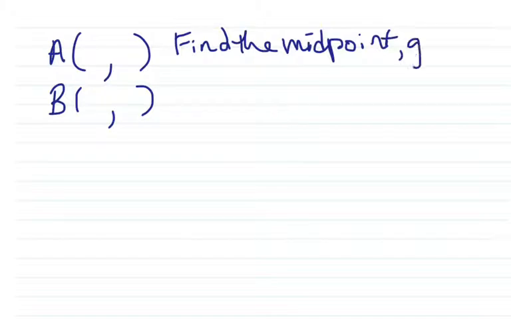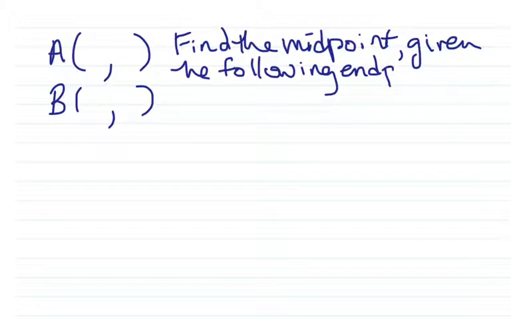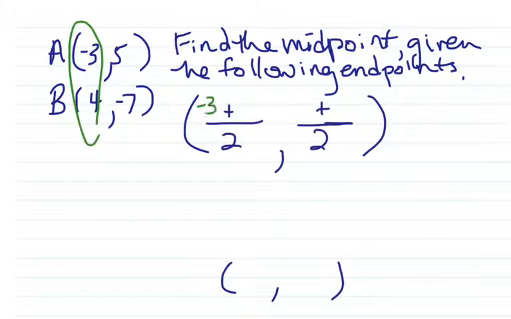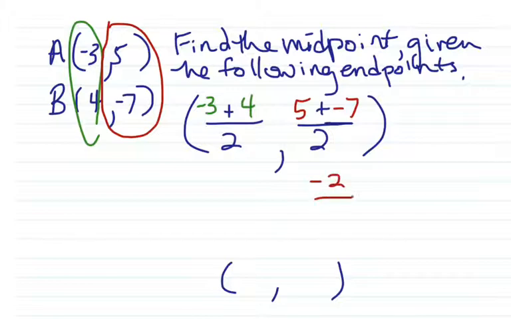Find the midpoint of segment AB given the following endpoints. Didn't write a segment AB. Should have written a segment AB. Here are my endpoints, and so I'm going to plug these into the formula. Remembering I'm going to get a point as my answer, so that's a good little habit to have. We know we're going to average the x values, in this case -3 and 4. Average the y values, 5 and -7. So we get these two values.